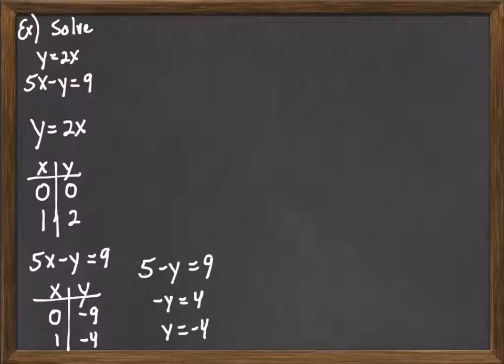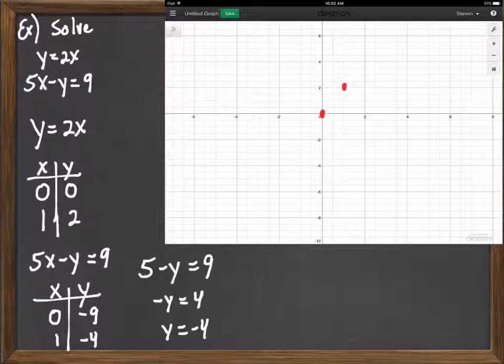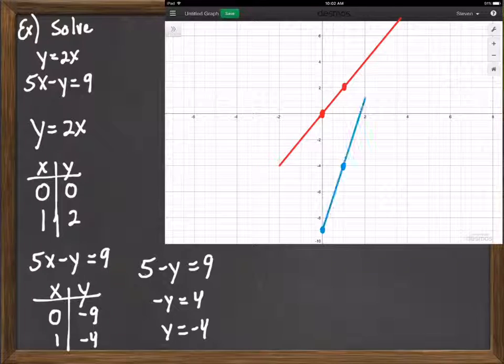And at this point we go ahead and we start graphing. So for y equals 2x, I could graph the point 0, 0 and the point 1, 2, and then draw the line that goes through those 2 points. And then for the second line, 5x minus y equals 9, I could plot the points 0, negative 9, and 1, negative 4. And then draw the line that goes through those 2 points.